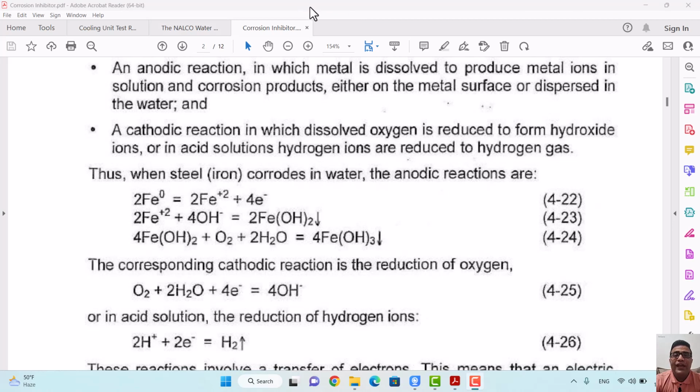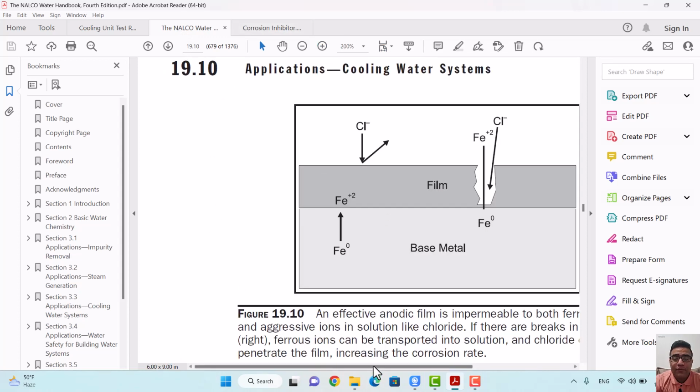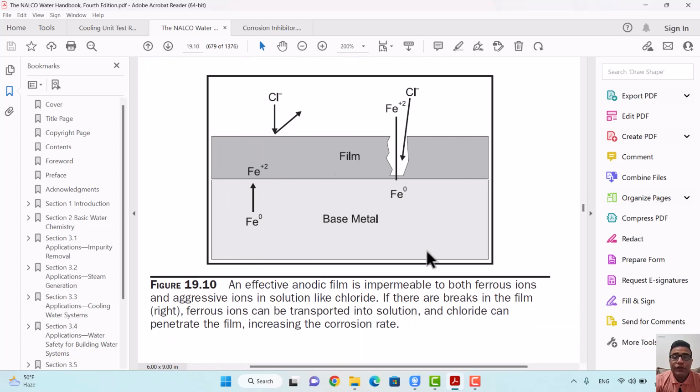But in order to make you better understand how it works, to give you an overall overview of its mechanism, of course, we're going to talk about its mechanism and how it works extensively in the middle of the episodes. But right now, to give you some understanding, this is a good picture from the Nalco Handbook. Here we have the base metal. Here we have added corrosion inhibitors to create the film on the base metal. An effective anodic film is impermeable to both ferrous iron and aggressive ions in solution like chloride. If there are breaks in the film like these ones, ferrous ions can be transported into the solution, and chloride can penetrate the film, increasing the corrosion rate.